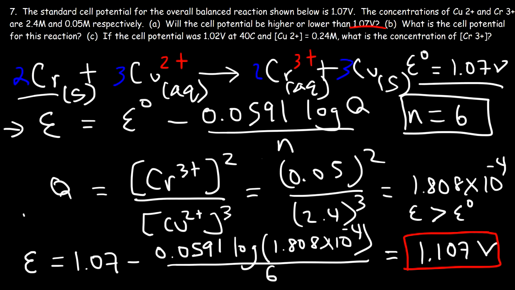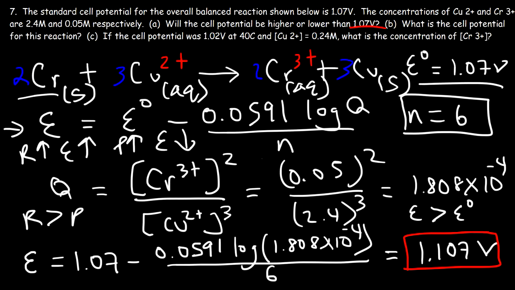Why? Because the amount of reactant ions is greater than the amount of product ions. So if you increase the reactant ions relative to the product ions, the cell potential will increase. If you increase the product ions relative to the reactant ions, the cell potential will decrease. So make sure you understand that.